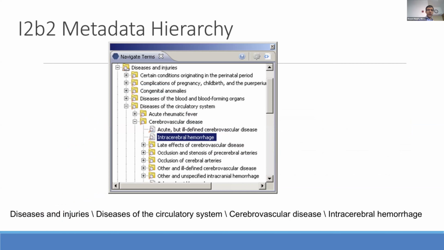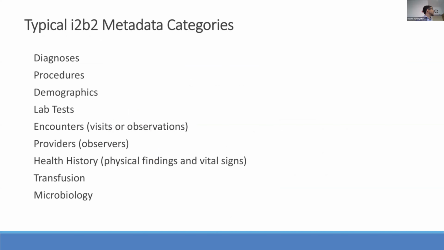And you can define your own ontologies or use ChatGPT to help you define them, which I've had a lot of success with. Metadata hierarchy. Yeah, this is just another look at how the hierarchy works. You can drill down into particular diseases. These are common i2b2 ontology categories. This covers most of what's either in ENACT or in the demo ontologies. So you have diagnosis, procedures, labs, demographics, encounters, providers, health history, exclusion, microbiology.